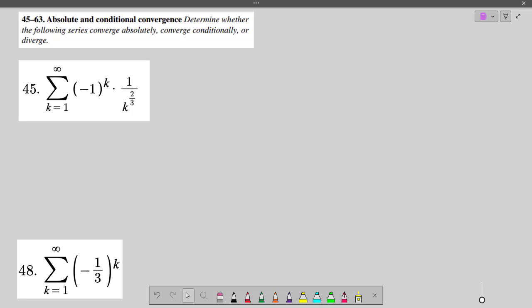So determine whether the following series converge absolutely, or conditionally, or diverge. So the first thing, I don't want to write it down, but when we look at this, what test would we use to show that this series converges? P-series. I'm sorry. We will use P-series to test if it's absolutely convergent.